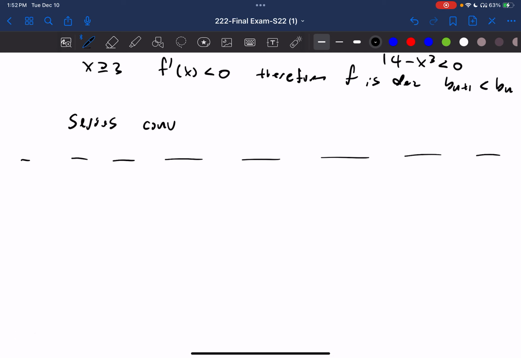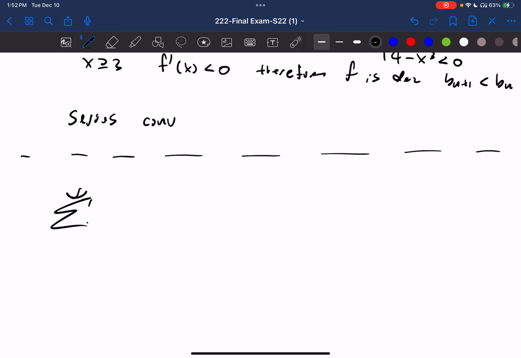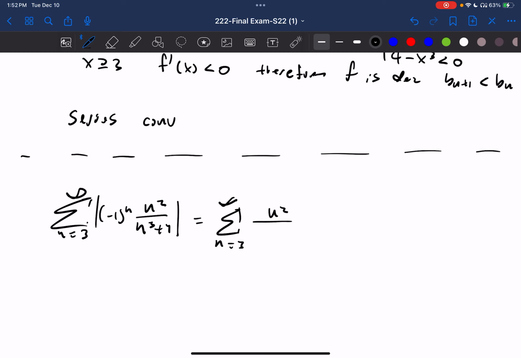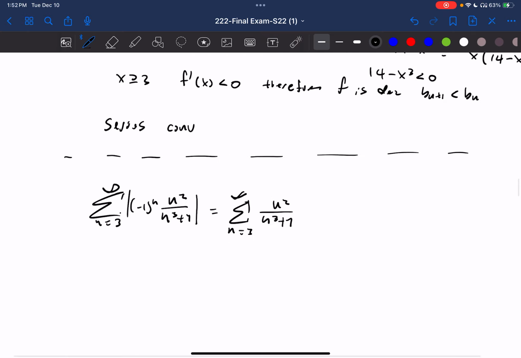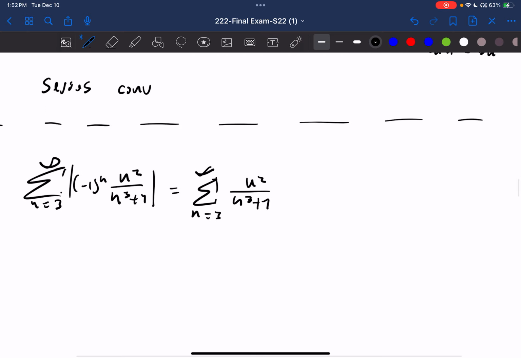To do this, we need the summation as n goes to infinity of the absolute value of -1 to the n, squared over n to the third power plus 7. This will be equal to the summation as n equals 3 of n squared over n to the third power plus 7. We can see from just looking at this it will diverge by limit comparison test.